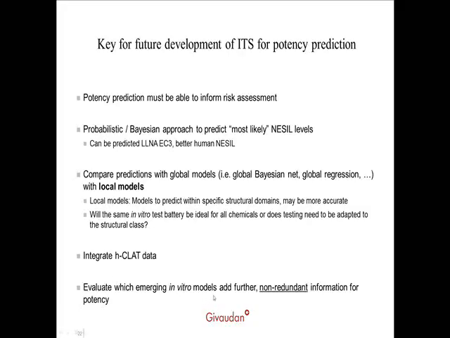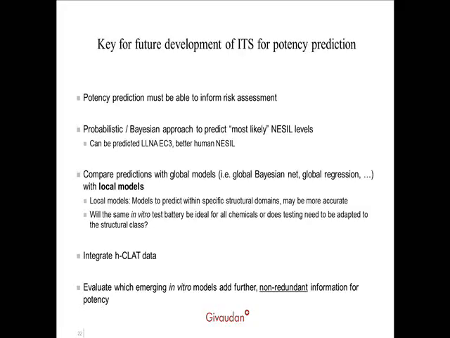And then we should look into the future. What new in vitro models add further and non-redundant information? The risk is we may have many more assays, and they will always tell us the same thing, and they will always stay at the same level of information. So we need to identify the assays which give us non-redundant information.